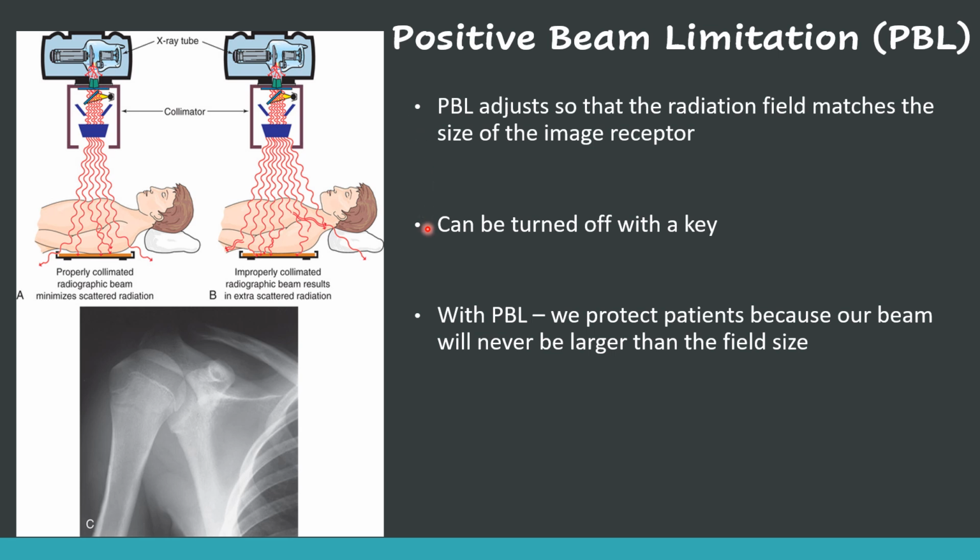This can be turned off with a key. With PBL, we protect patients because our beam will never be larger than the field size. The only time we should really ever turn the key off is if you're doing a tib fib in the table bucky.